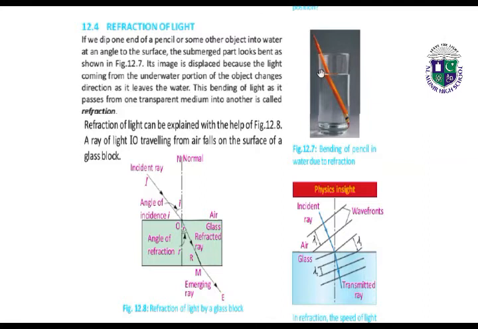So this is the submerged part. An object in one medium, air, and another medium, water, where it is submerged, looks bent. Here we can easily observe the bending of the pencil. Its image is displaced because the light coming from the underwater portion of the object changes direction as it leaves the water. So what is the reason behind it? Why is its image displaced?